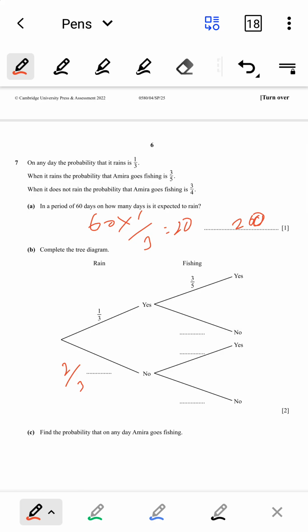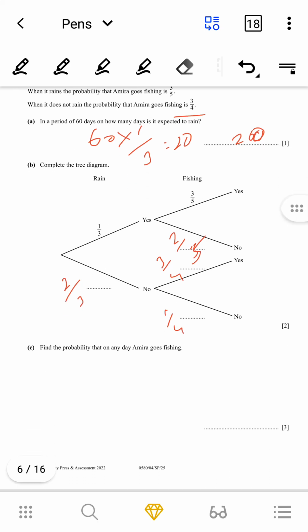Again, for yes, fishing is 3/5, so for no it is 2/5. Then they are giving that when it does not rain, the probability that Amira goes fishing is 3 by 4. Then yes 3/4 and no 1/4. So very simple. No is 1 by 4, yes 3 by 4. Okay, so we finished this tree diagram.